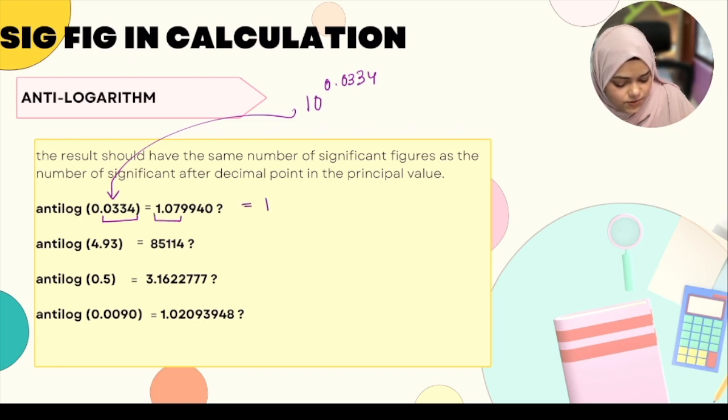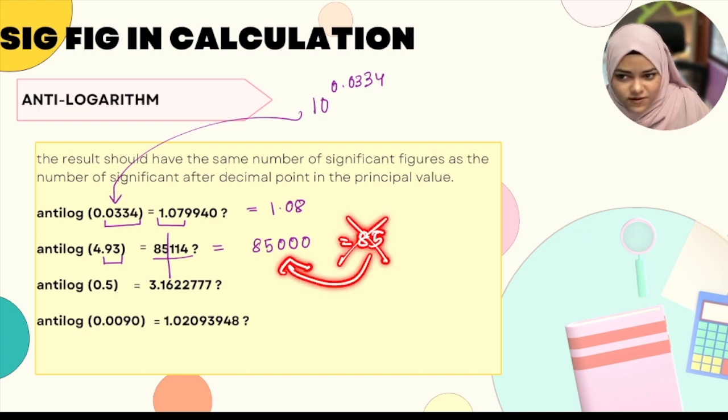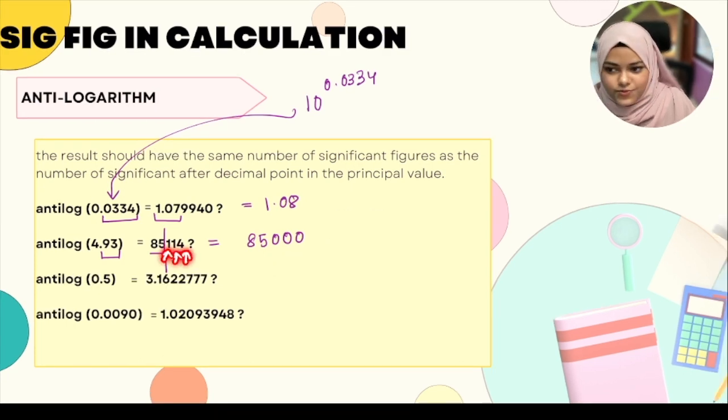That means this answer would be 1.08. The anti-log of 4.93 is going to give us this. After the decimal, we have 2 sig figs, so the answer is supposed to have 2 sig figs. We're going to keep it until 5. So 8, 5, and the rest we're going to put zeros. Never just remove the zeros or remove the 114 totally, because what's going to happen is you're going to have 85, and that's going to be wrong. That's super different from 85,000. Instead, we turn all these numbers to 0.